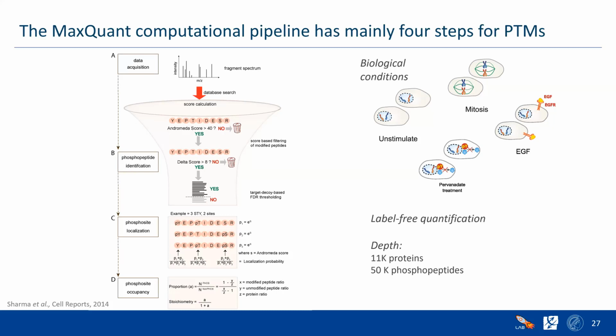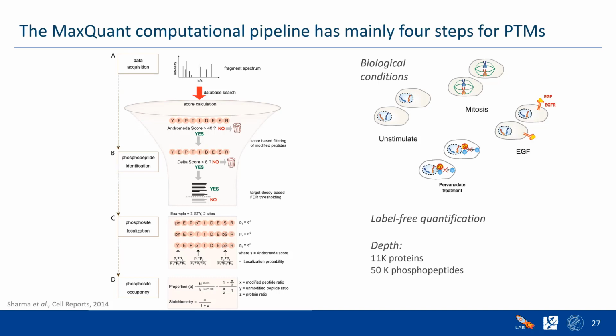The data acquisition, where we get the raw file, process it and prepare it, and then we do the database search. In the second step, we do the identification, and then there are some specific cases for modifications. We do some filtering for the modified peptides. To reflect the certainty about localization, the localization probability is calculated. And then we also had the occupancy calculated in this pipeline.